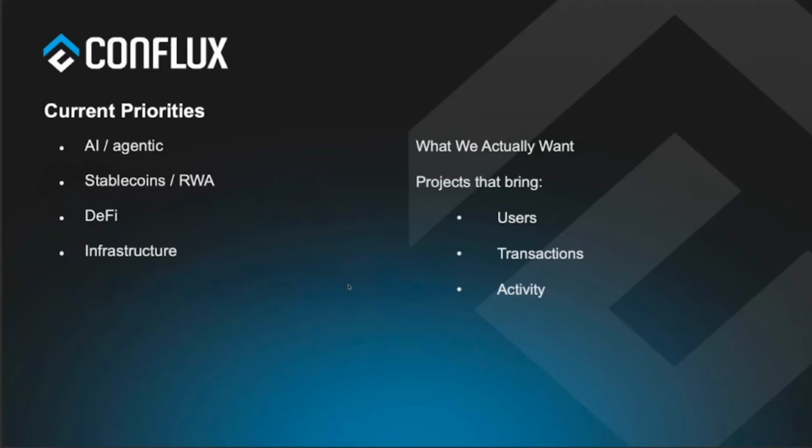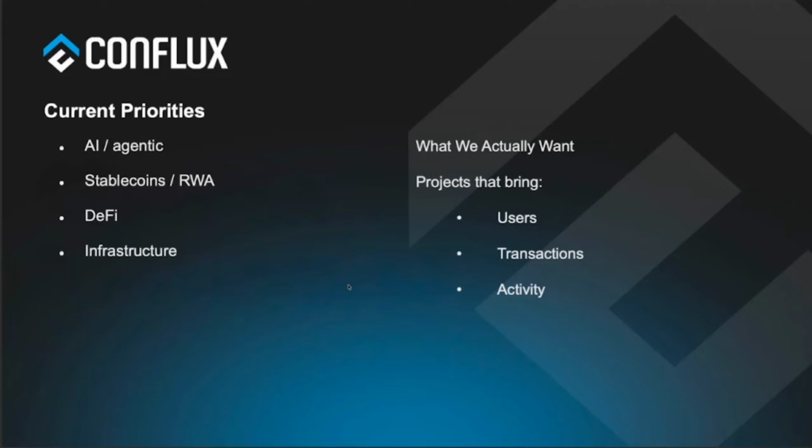It's important for us to integrate or have developed more of this kind of project on top of Conflux. We have a very strong stablecoins narrative that fits with real world assets as well. So we are looking for projects related to it. Obviously, DeFi. It can be any kind of DeFi project.